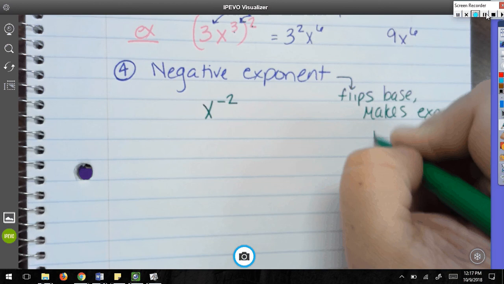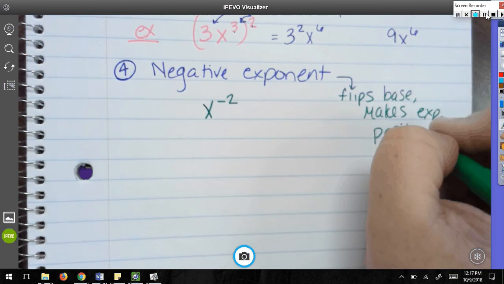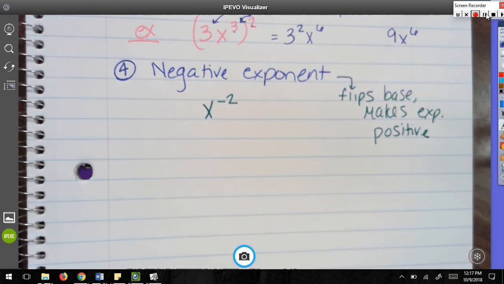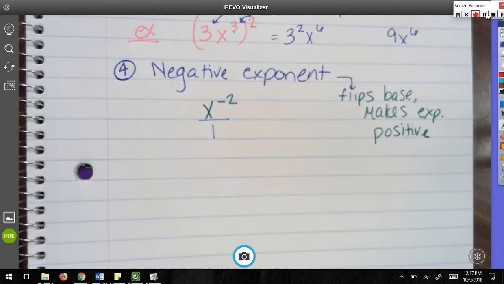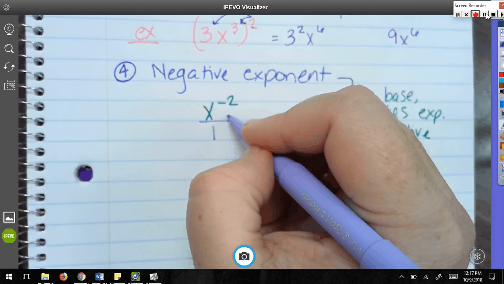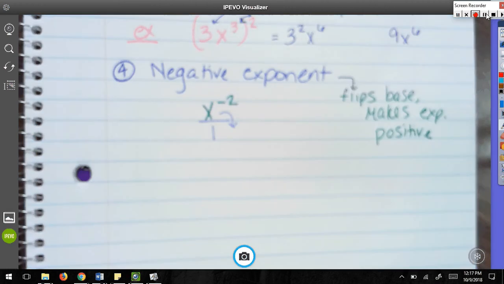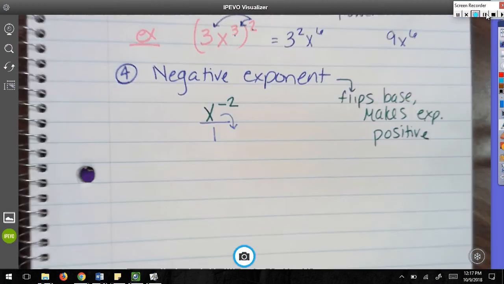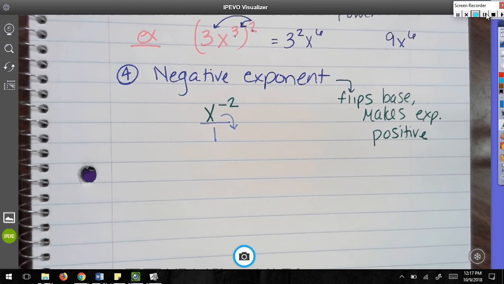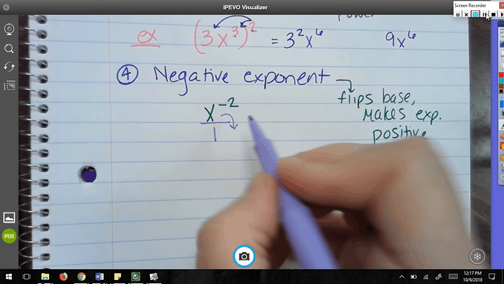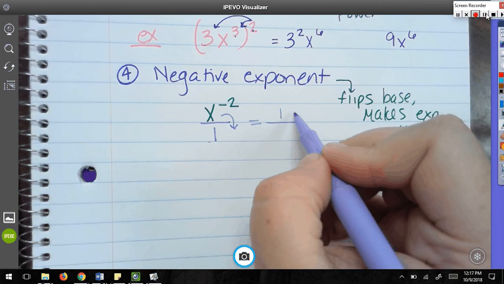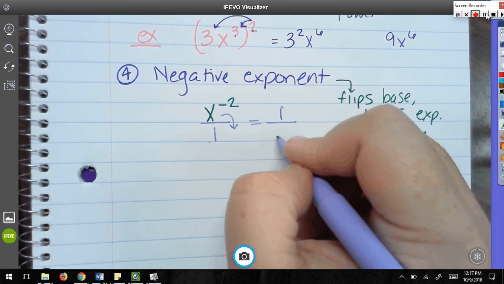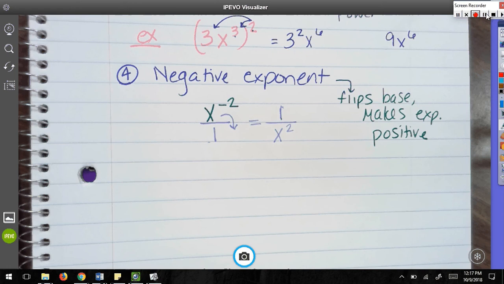So you might say that's a bit confusing, and I agree, so let me show you. If I put this over 1, thinking in terms of fractions, what I do is this moves down to the bottom of the fraction, because that's what I mean by it flips the base. It flips the base to the bottom, so this becomes 1 over, now the 1 didn't move up, I'm just holding the spot with the 1 here, x to the second, so it becomes positive and it moves.